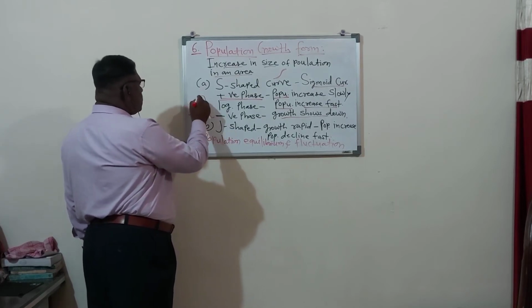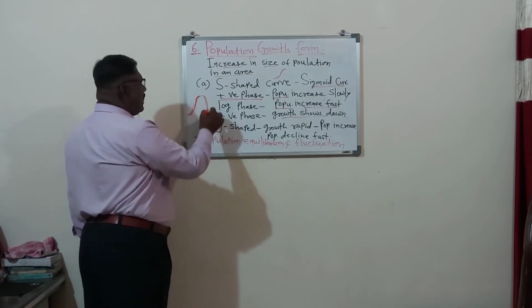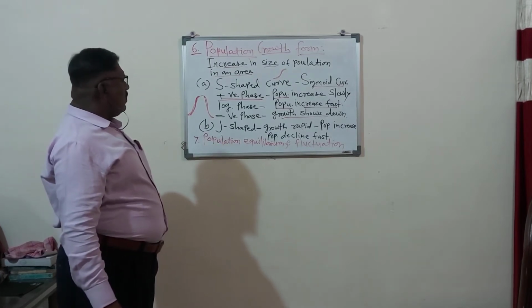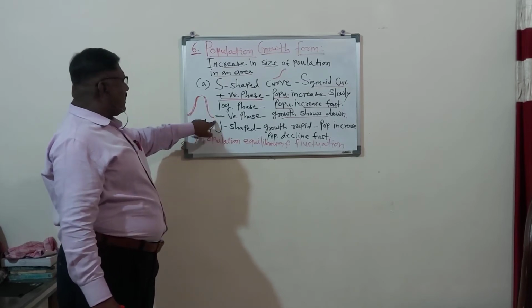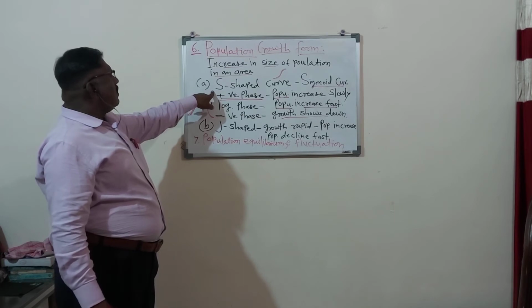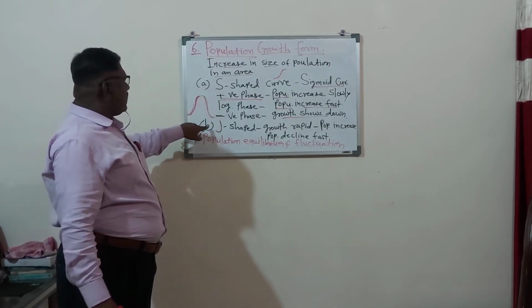So this is roughly the J-shaped curve, and this is the inverted J-shaped curve. These two curves, the S-shaped curve and the J-shaped curve, we can plot on graph paper.